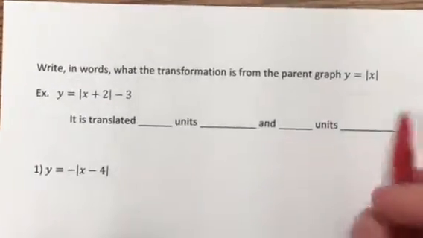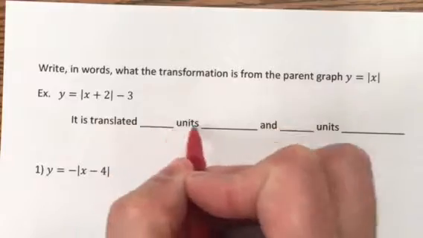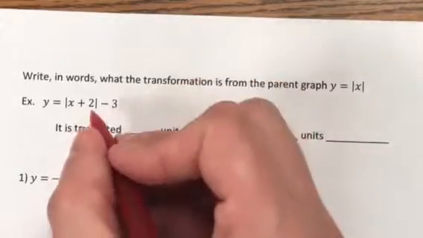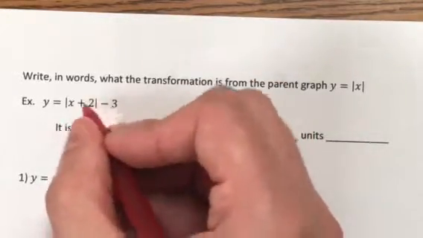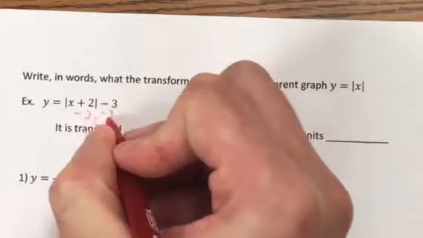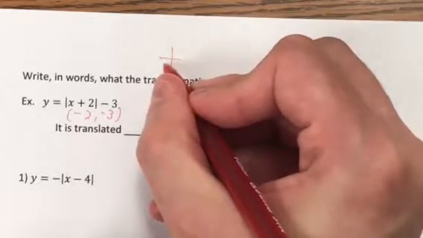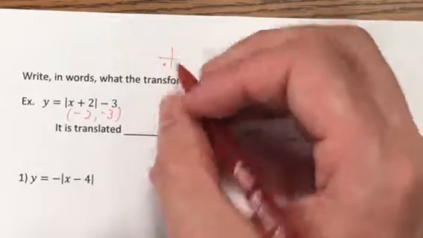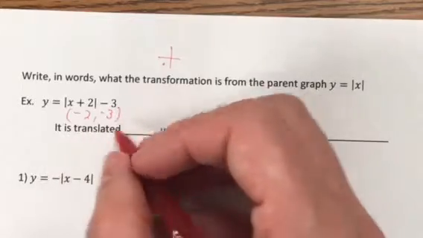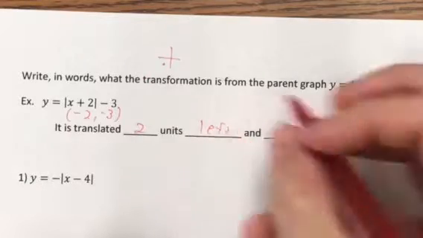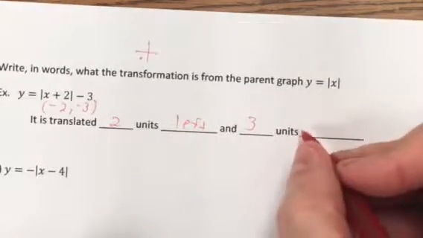So the final thing I'm going to end off with is if you are asked to physically do that. Here is an example. It is translated some units and some units. Basically, the way I do this is I would say, well, where would this vertex be? It would be at (-2, -3). And in order to plot (-2, -3), I would have to go -2, -3. As you can see, I'm not being very specific because all I have to say is that it is translated 2 units to the left and is translated 3 units down.